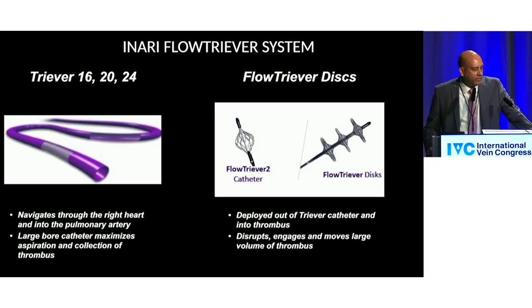It has the Triever suction embolectomy catheter, which is 16, 20, and 24 French. And then if you're unable to get out the clot because it's more organized, it's subacute, chronic, and so forth, you have what's called FlowTriever catheters and FlowTriever discs. These are the newer generation, and I'll show you what these look like.